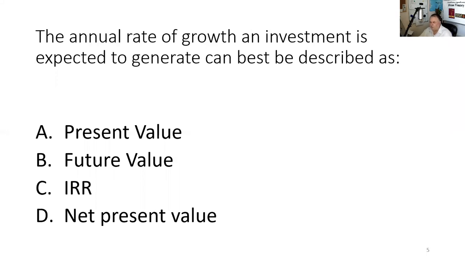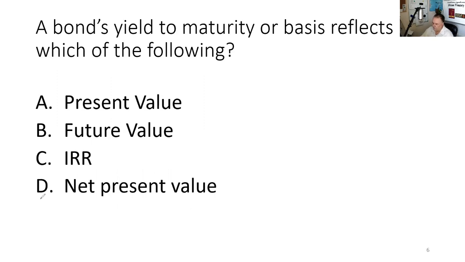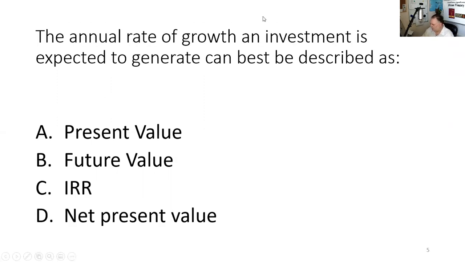The annual rate of growth that an investment is expected to generate can best be described as, boy, a lot of people are interested in what's called the internal rate of return. Oh, sorry about that. Tell you what, I'll use my PowerPoint one. That seems to work a little better. The internal rate of return. By the way, this would not be a bad idea for a poor man's flashcard, where you get rid of the wrong answers and then you just read the questions and the right answers. That might not be a bad way to go.